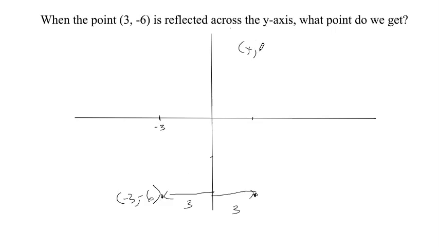The formula says (x, y) becomes (negative x, y). So we get (3, negative 6) becomes (negative 3, negative 6).